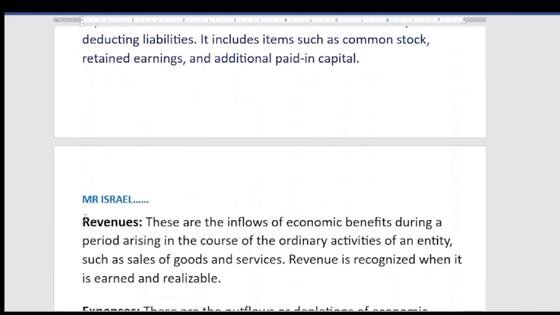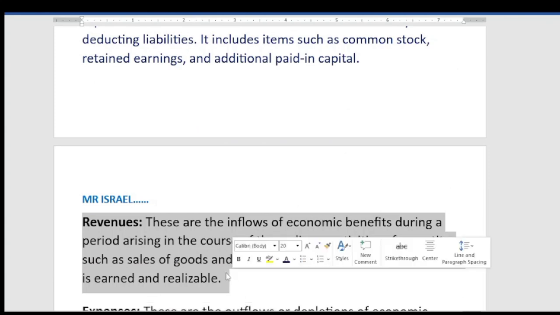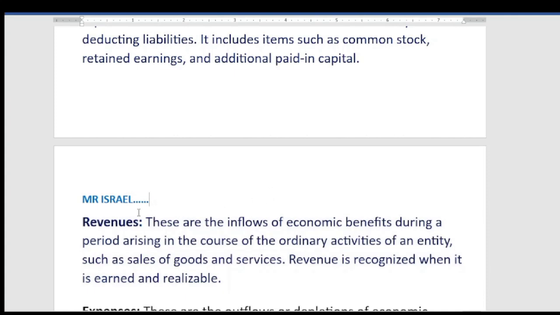Another is revenue. Very, very important. Revenue: these are the inflows of economic benefit during a period arising in the course of the ordinary activities of an entity, such as sales of goods and services. Revenue is recognized when it is earned and realizable. But the aim here is for us to know the elements of financial statement, and in as much as we are trying to know them, we should also know what each element stands for. That is why I'm explaining all this.